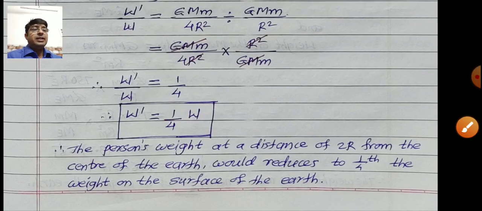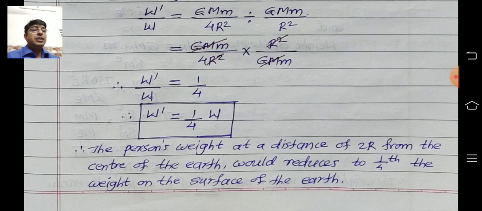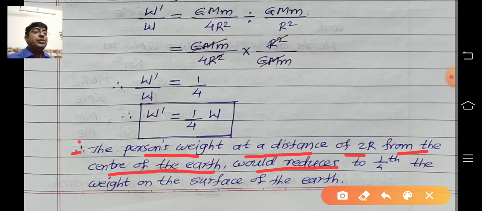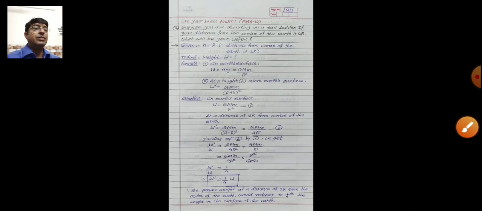So we write the answer in a proper sentence. Therefore, check, the person's weight at a distance of 2r from the center of the earth reduces to 1/4 the weight on the surface of the earth. In this way we calculate the answer. So that is the answer of those two questions given on page number 10, use your brain power, and we are writing in this form. The next question given on page number 10 is a solved example.